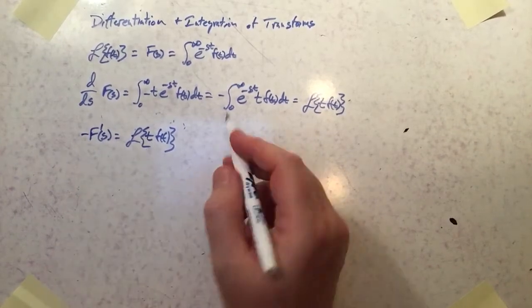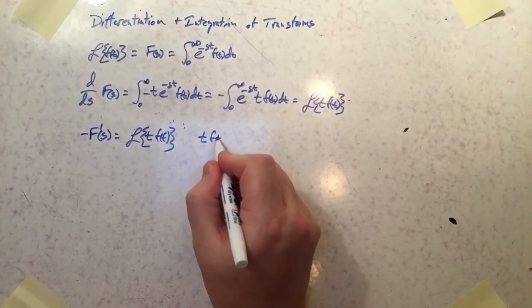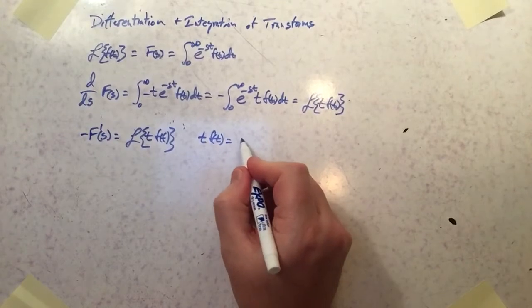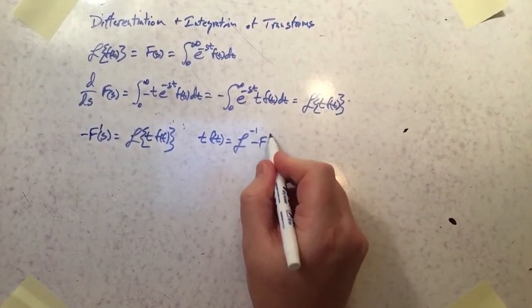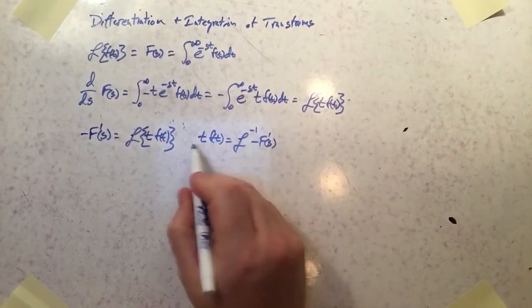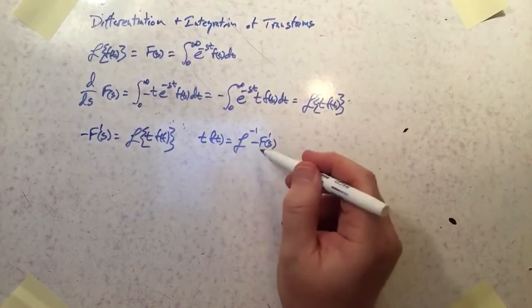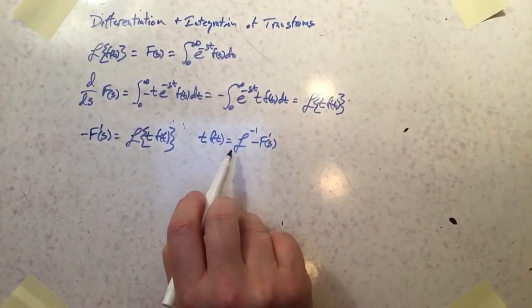Of course, we can turn this guy inside out too. That means t f(t) is also equal to the inverse Laplace transform of negative F prime(s). And of course, I can put the negative on either side of that too, okay? So these are both true relationships, and you'll use these as your differential relationships, okay?